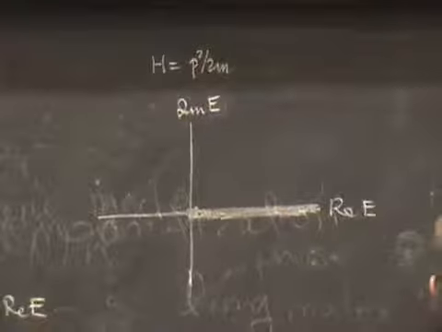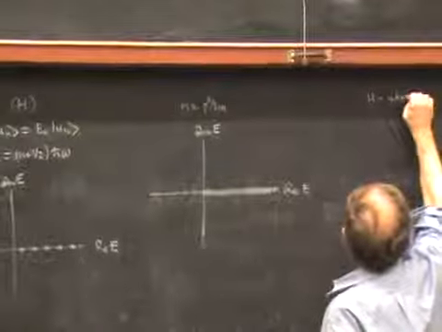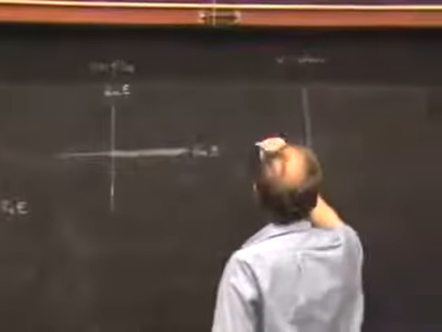Here's another example. Let's take the hydrogen atom Hamiltonian. Again, we talk about the energy spectrum.